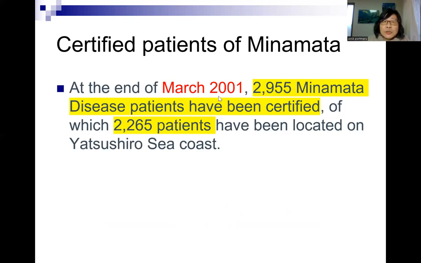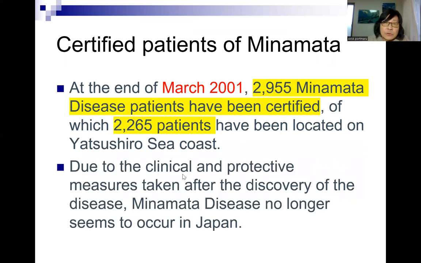At the end of March 2001, 2,955 Minamata disease patients had been certified, of which 2,265 patients were located on the Yatsushiro Sea coast. Due to the clinical and protective measures taken after the discovery of the disease, Minamata disease no longer seems to occur in Japan. Instead, Minamata City today is an environmental example city.